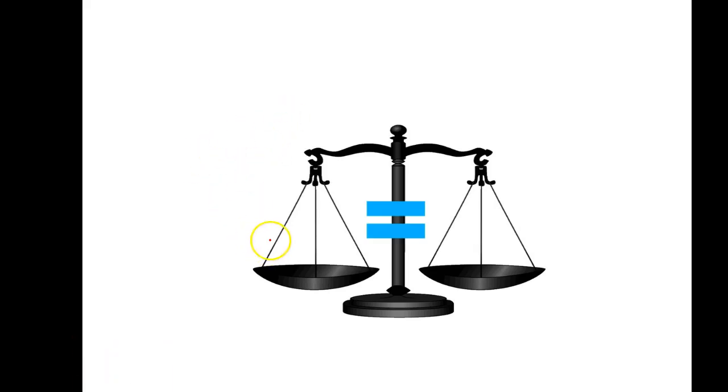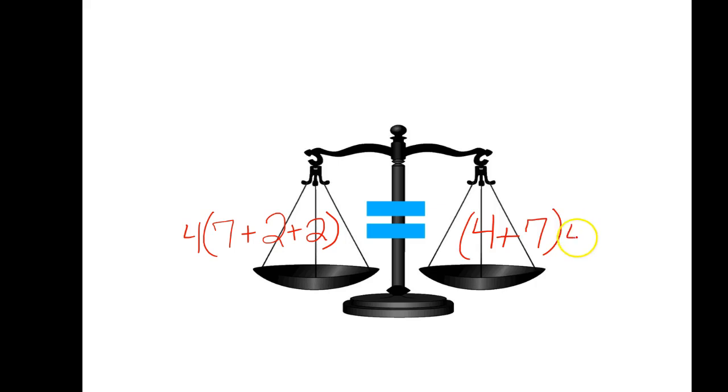All right, so we know that 2 plus 2 equals 4. Now, if I want to add 7 to the left side, I have to add 7 to the right side. So whatever I do, if I want to multiply all of this by 4, I have to multiply all of this by 4. So you just need to remember that whatever you do to the left side of the equation, you have to do to the right. That's how you balance that scale.